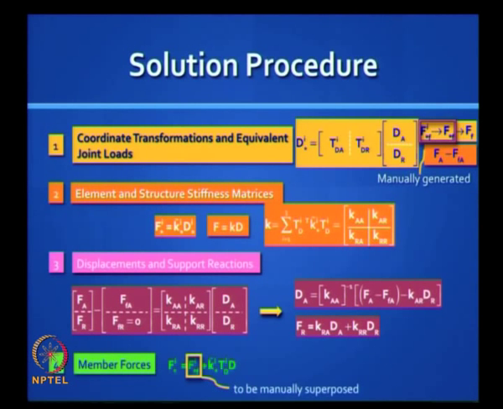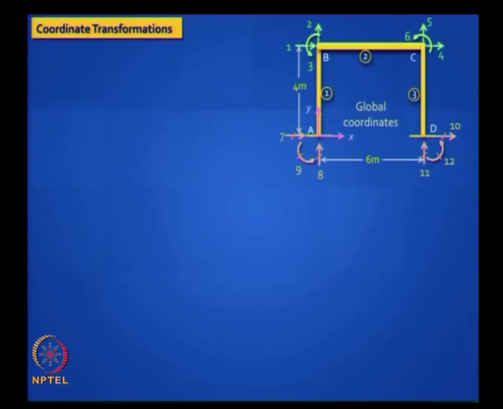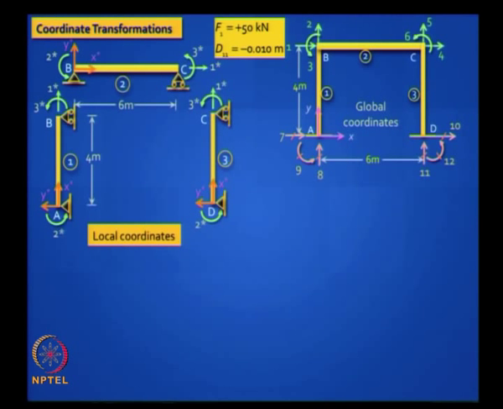Okay. So first we will do the coordinate transformations. In this portal frame we will use 6 degrees of freedom for the same 6 active degrees of freedom which we did earlier, and 6 restrained degrees of freedom. The loading input is the same, F1 is 50 kilonewton and D11 is minus 0.10 kilonewton. Remember we did the same frame with and without an internal hinge. We will also do the internal hinge in this case and show you that you can solve the problem here.